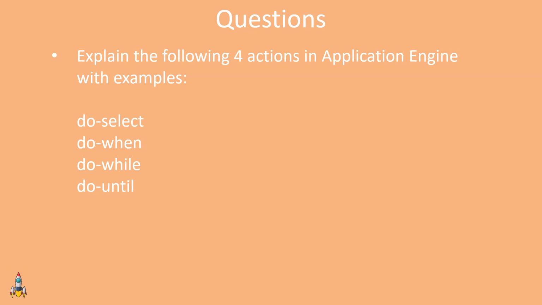He may also give you a scenario where he has a SQL table with a set of rows, and he will ask you that if I write a SQL statement inside doSelect with this example, then how many iterations of that particular doSelect will be executed. So it is important to know that we understand how each of these four actions behave in an application engine program, and the interviewer may also ask you the sequence in which these four actions execute in a given application engine program.